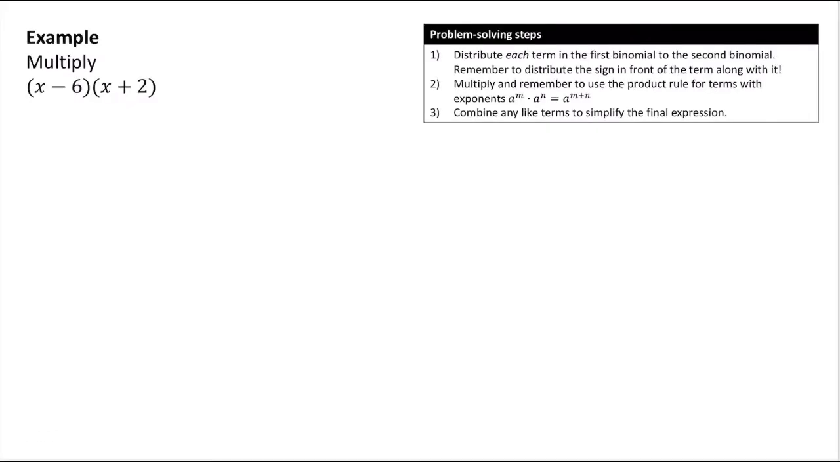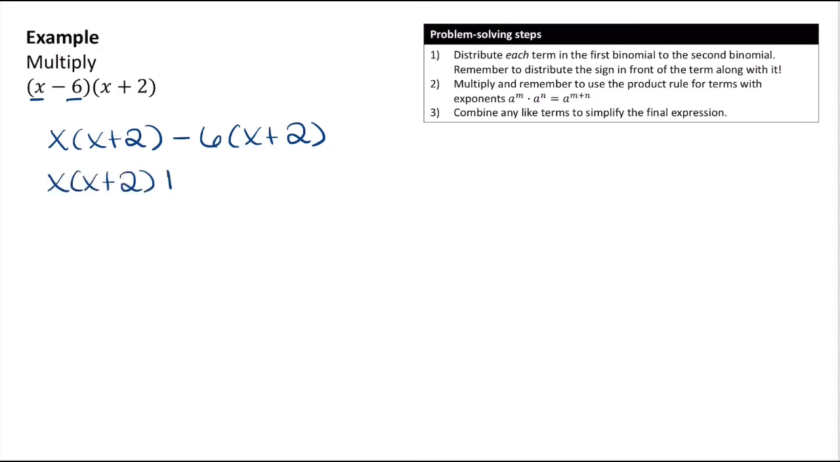So let's try multiplying x minus 6 times x plus 2. I'm going to take every term in the first binomial and distribute it to the second. So I'm going to get x times x plus 2, and then that minus 6, I'm going to distribute, so minus 6 times x plus 2. Remember that trick we used when we were subtracting polynomials and rewrote that subtraction as addition of the opposite? I think that's helpful when we're trying to do the distributive property. So I'm going to rewrite this as plus negative 6 times x plus 2, because that helps me keep track of that negative sign when I'm distributing.